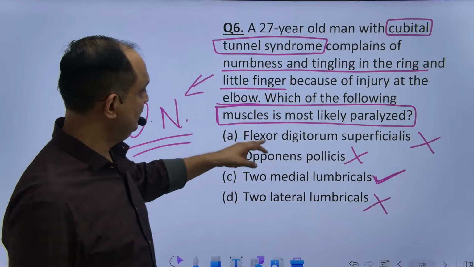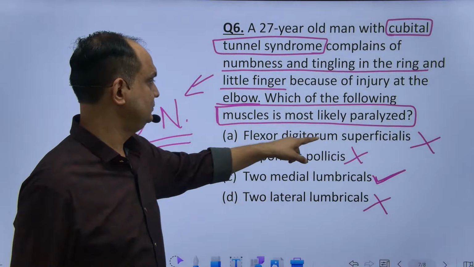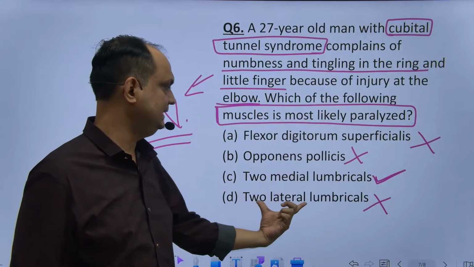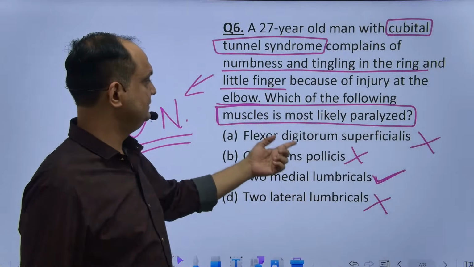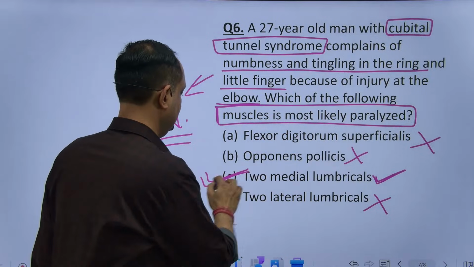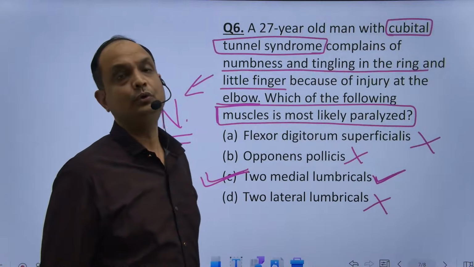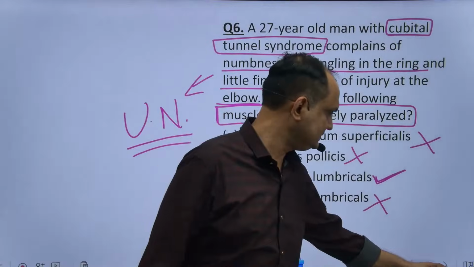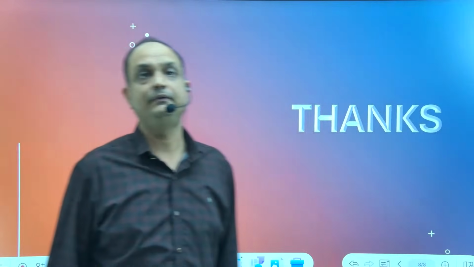So 4 options are here: flexor digitorum superficialis, opponens pollicis, and first and second lumbricals. All these 3 options are for the median nerve, the only option left for the ulnar nerve is medial 2 lumbricals. Clear? So these were the 6-7 questions in the paper from upper limb anatomy.